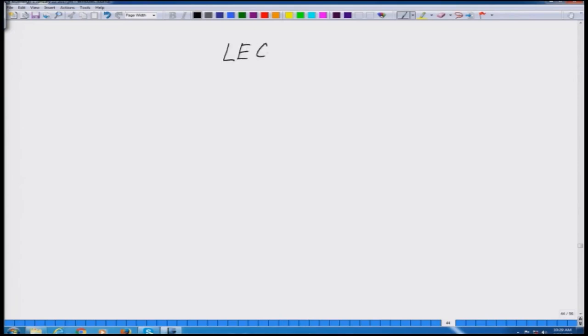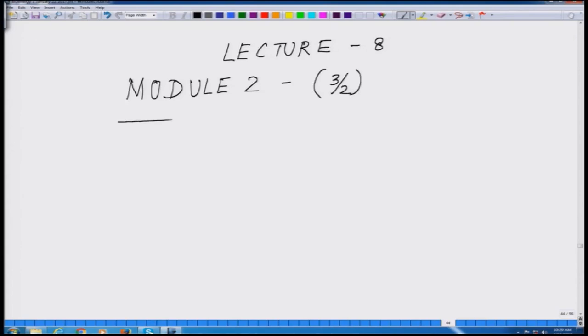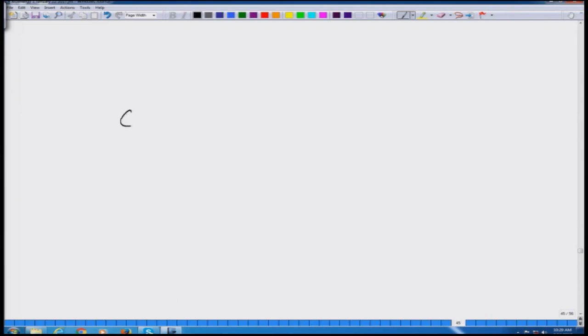Today we are into lecture 8, so essentially in module 2. And this is basically the third lecture of module 2, 3/2, that is why I did it like this. Okay. So, now if you remember, the very first reaction we dealt with was CO2 plus H2O making CH2O plus oxygen as the byproduct.